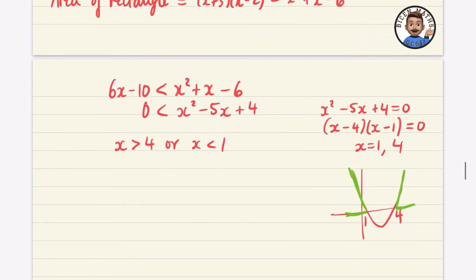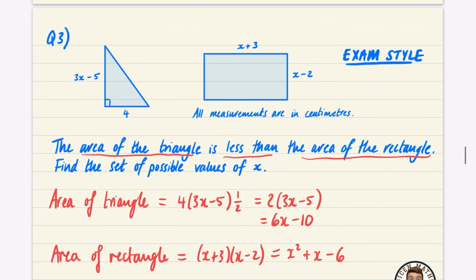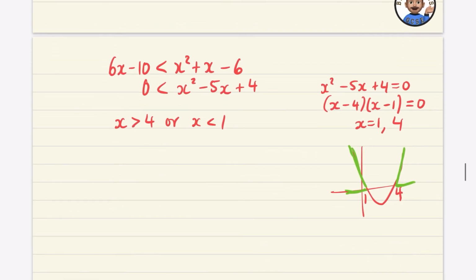However, let's think about this x being less than 1. Well, even if x was equal to 1, you'd have 3 times 1 minus 5. We'd be saying that the length of this side is minus 2. And if x was 1 over here, that would be fine, because you'd have 4, but you'd be saying the length of this side is minus 1. 1 minus 2 is minus 1. So this one doesn't make any sense in the context of the question. So x less than 1 doesn't work, as lengths cannot be negative.